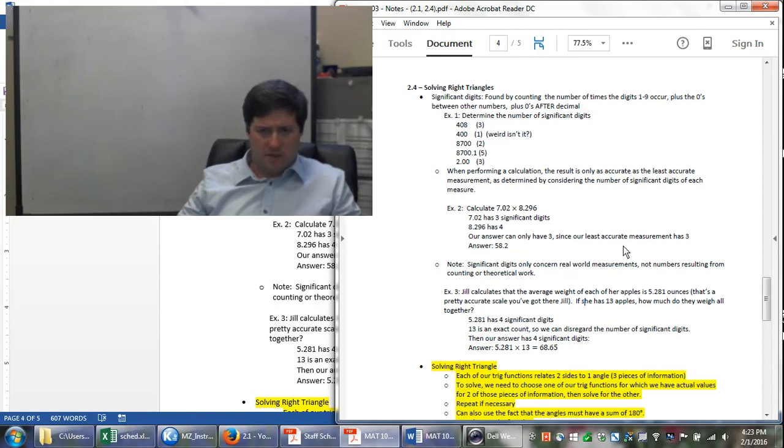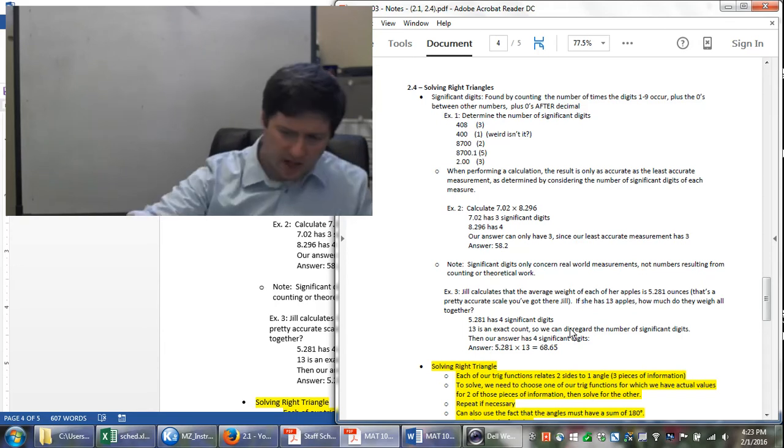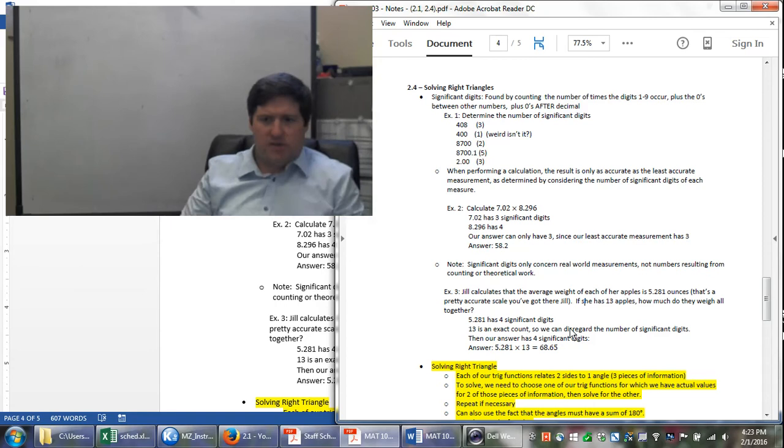There we go. So let's move on. Now I already mentioned this. These only concern measurements, not counting numbers or theoretical work, like, for example, pi, that has as many digits as you want. You're not going to write that out infinitely, to infinitely many digits. So we're looking at an example of counting numbers.